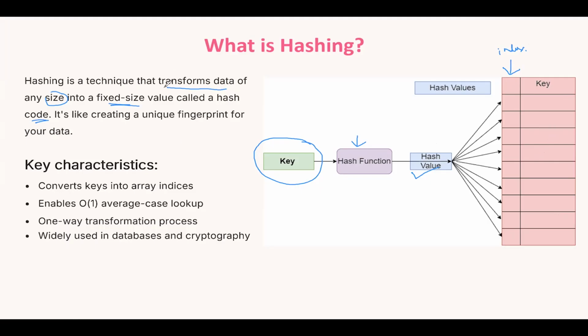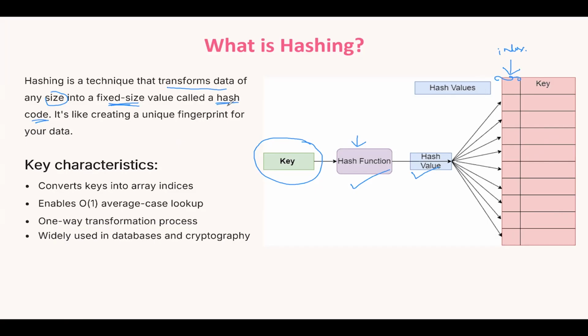That is what I meant when I say it is a technique that transforms data of any size into a fixed size. So if my size is 4 bytes or 8 bytes, I am going to convert any kind of value into that using the hash function. And that particular value is called the hash code.